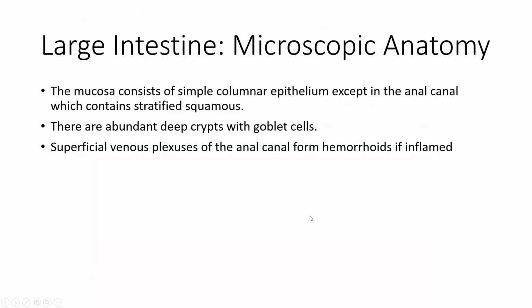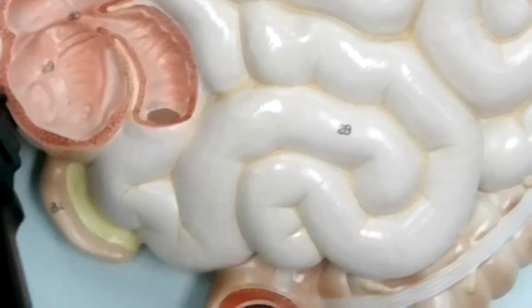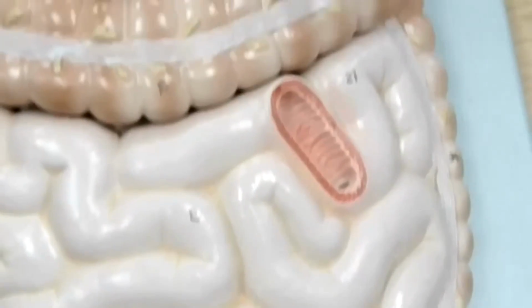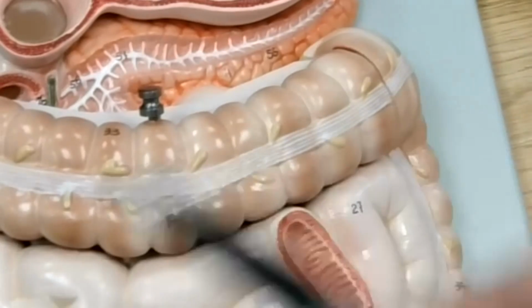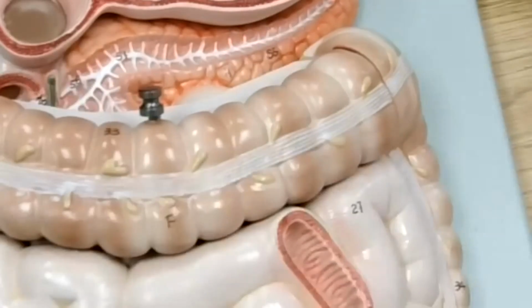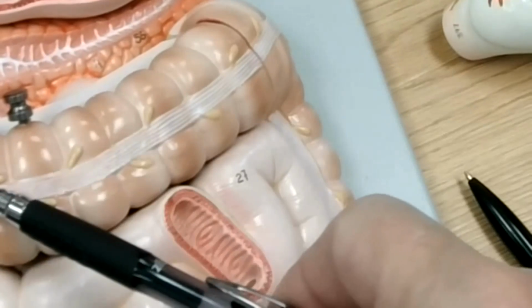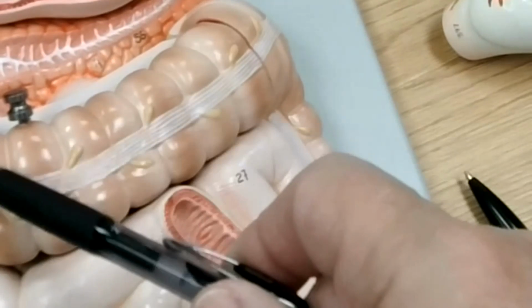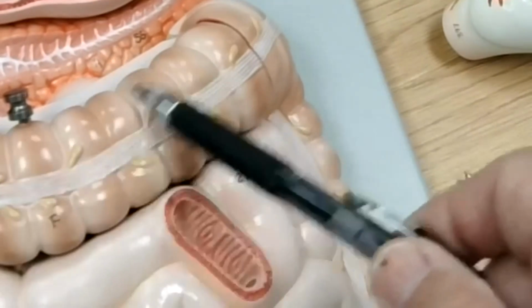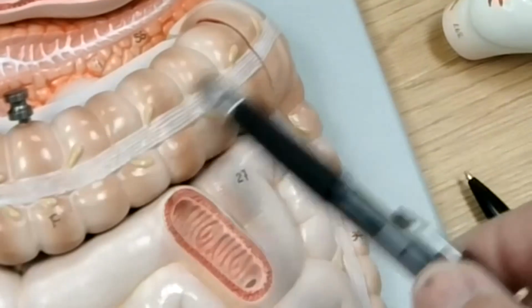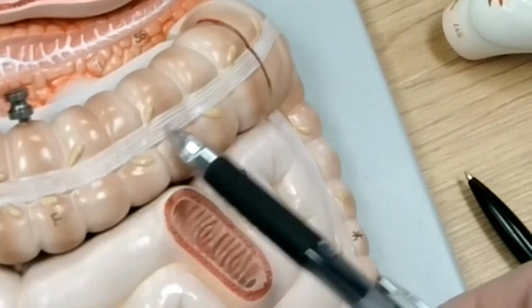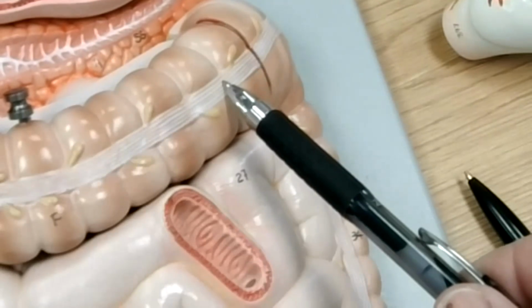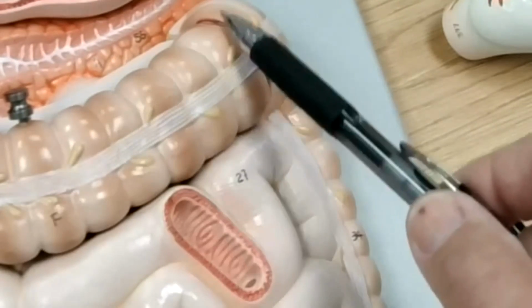Now, if we look at the model, we can get a good appreciation of what this looks like. Here we see the tinea coli right there coming up. Across the top here, that is the band. These individual pouches are the haustra. This is the fat that's hanging down here. We don't know what the fat's for, but it's there. But we do know that this is all that's left of the longitudinal layer of muscle, and the constriction of the tinea coli is what forces the large intestine into these individual pouches.